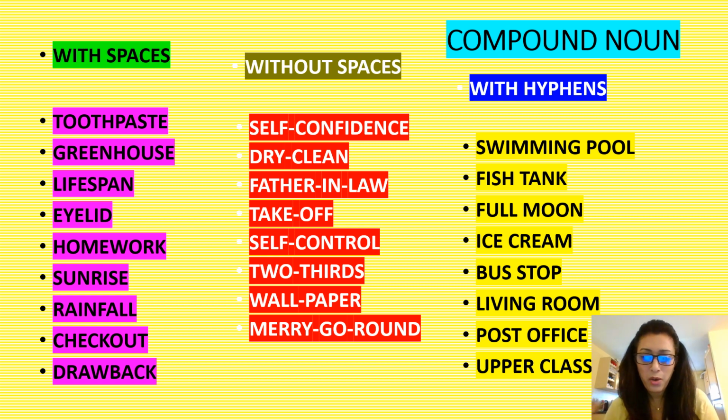So moving on to the yellow ones: swimming pool, fish tank, full moon, ice cream, bus stop, living room, post office, upper class. And where the hyphens will be, the middle section: self-confidence, dry-clean, father-in-law, take-off, self-control, two-thirds, wallpaper, merry-go-round.